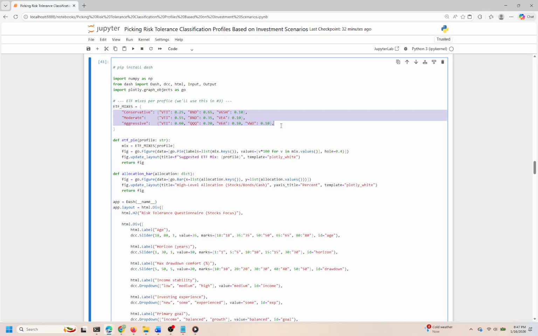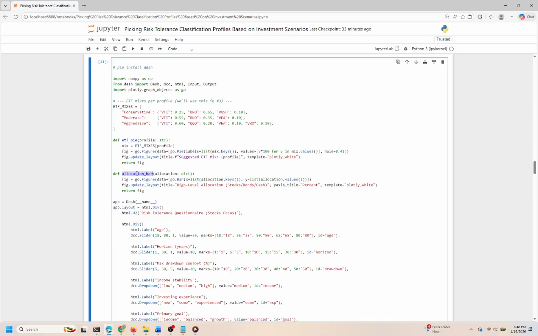The next step features the ETF pie function, which generates a pie chart displaying the composition of an ETF mix for a given profile. This visual representation helps users quickly grasp the allocation associated with their selected risk profile. Another essential function, allocation bar, creates a bar chart to represent the high-level allocation across various asset classes, like stocks and bonds. These visualizations aim to provide clarity on how risk is balanced within different investment strategies.